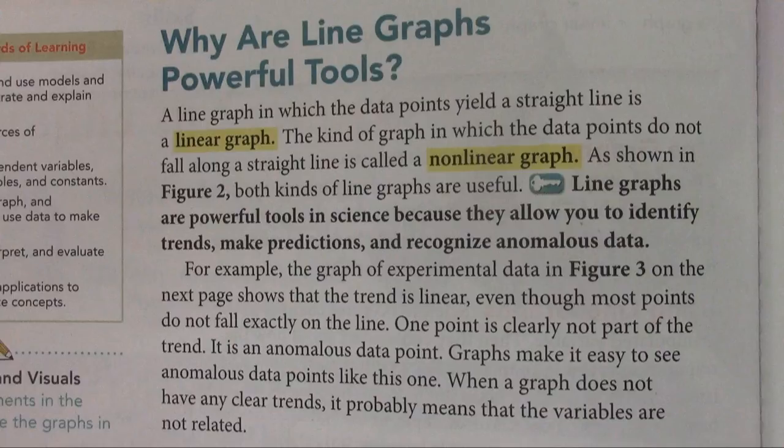For example, the graph of experimental data in Figure 3 on the next page shows that the trend is linear, even though most points do not fall exactly on the line. One point is clearly not part of the trend. It is an anomalous data point. Graphs make it easy to see anomalous data points like this one. When a graph does not have any clear trends, it probably means the variables are not related.